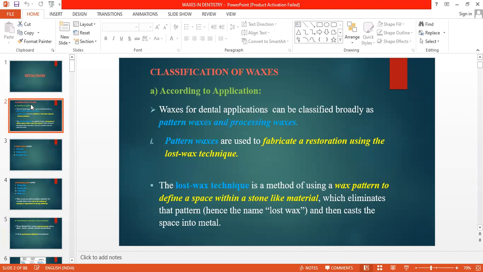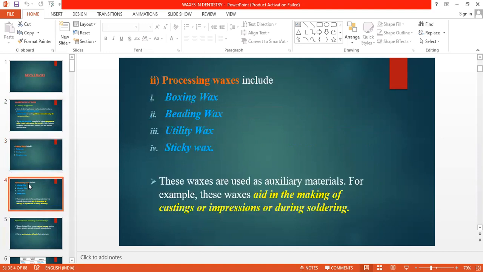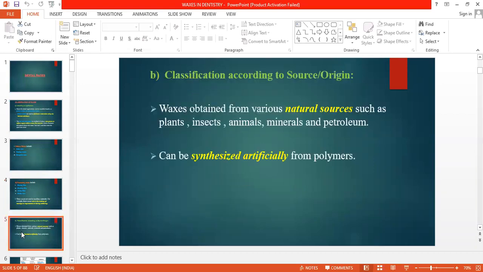Pattern waxes are used to fabricate the restoration using the lost wax technique. The pattern wax includes the inlay wax, casting wax, and base plate wax. And the processing wax includes the boxing wax, beading wax, utility wax, and sticky wax. It is used for the making of castings or impressions.